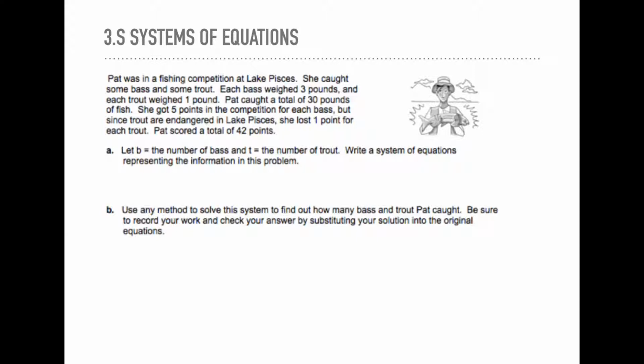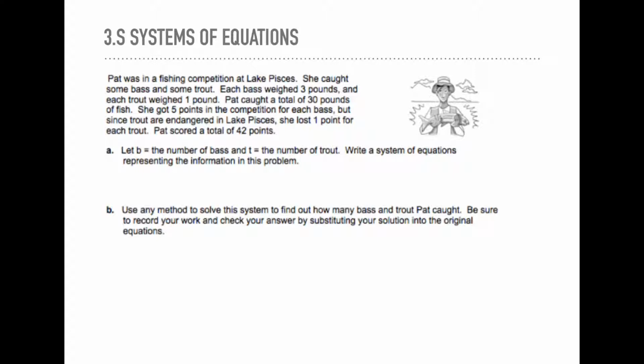So we're going to let B be the number of bass, T be the number of trout, and we're going to write a system of equations representing the information. So if we're trying to figure this out, we've got to write 2 equations. I can see that the 2 things that we're comparing here are the pounds of fish and the points. So when I write my equation, one of them is going to be about the pounds, one of them is going to be about the points.